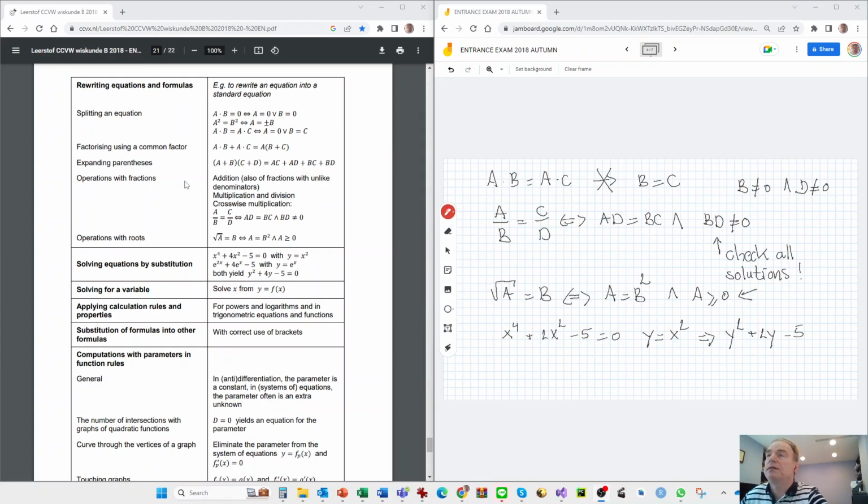Some more algebraic skills, page 21. If a times b is 0, it's either a is 0 or b is 0. A squared is b squared means a is either plus or minus b. A times b equals a times c means either a equals 0 or b equals c.